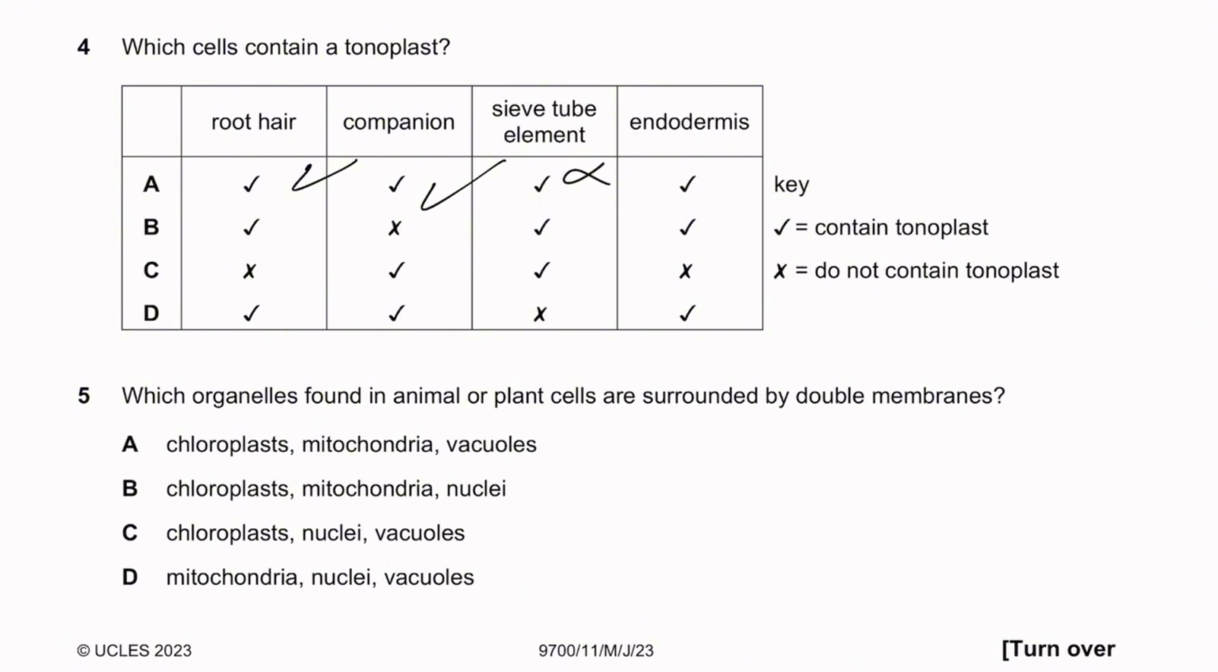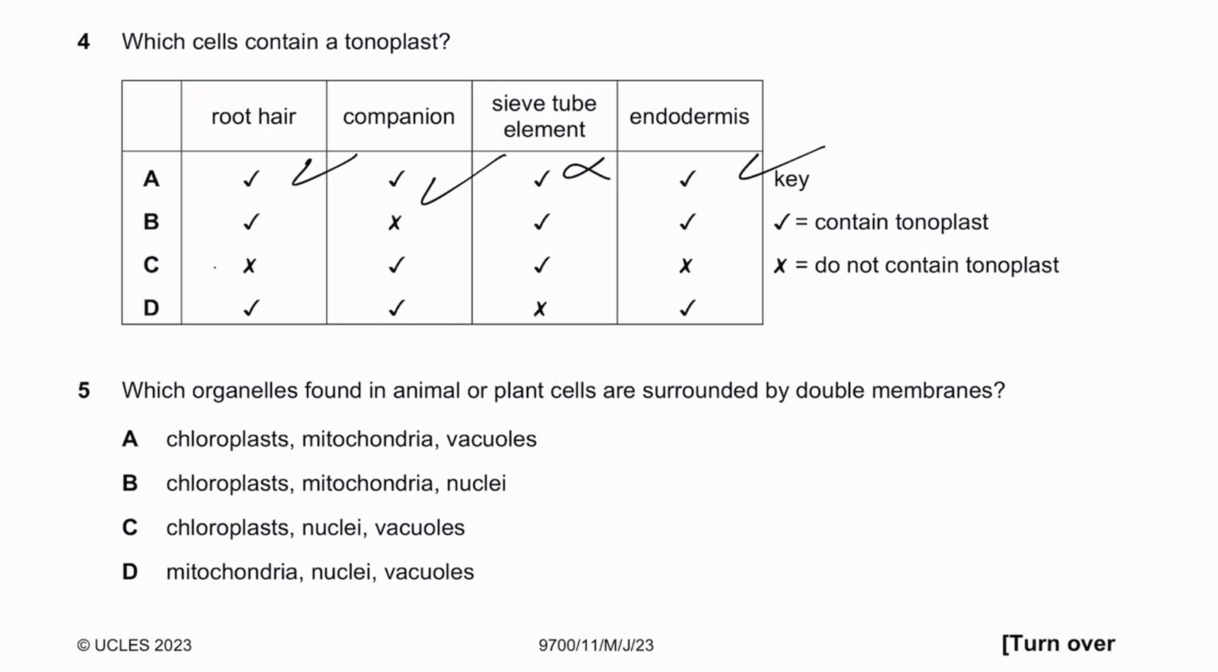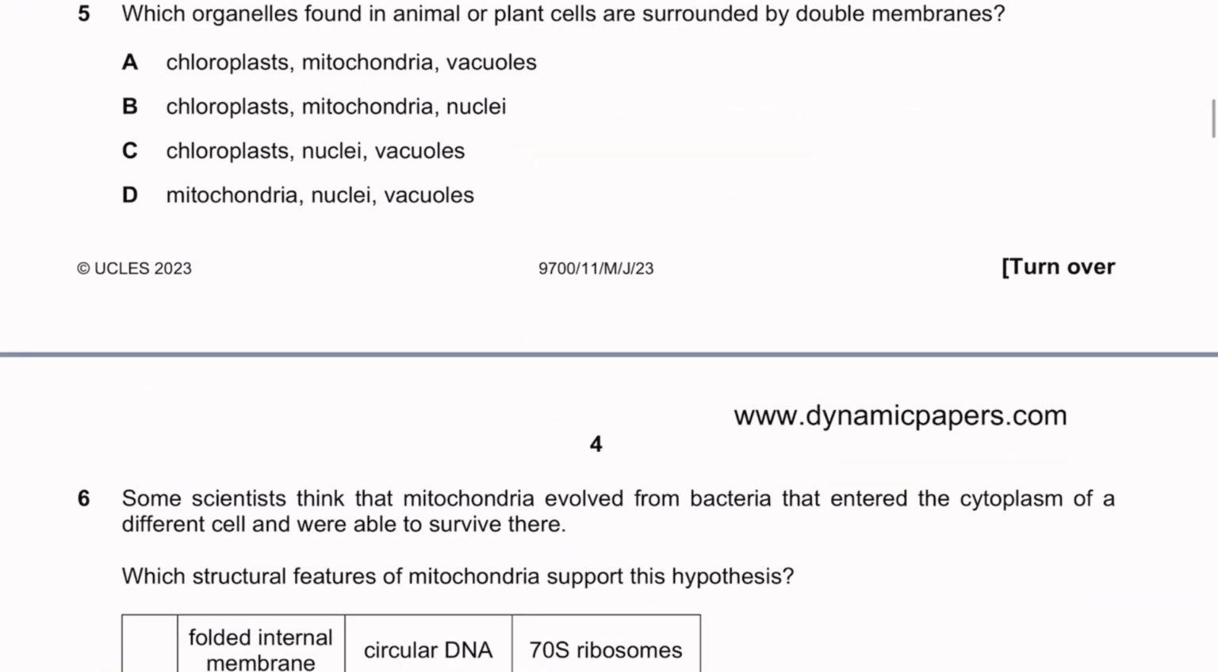The endodermis, sure, the endodermis does have, okay, so it's going to be check, X, check. D. Which organelles found in animal or plant cells are surrounded by double membranes? Okay, double membranes: chloroplasts, mitochondria, vacuoles... chloroplasts and mitochondria and nuclei.